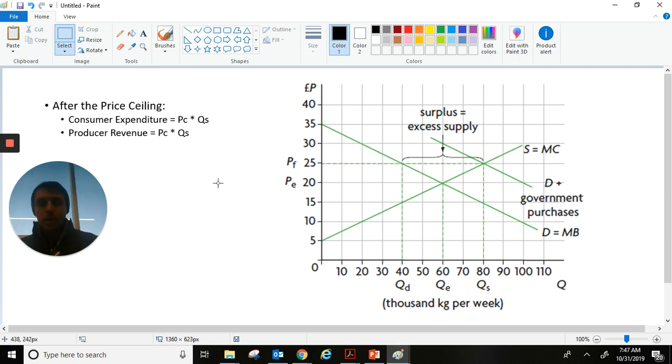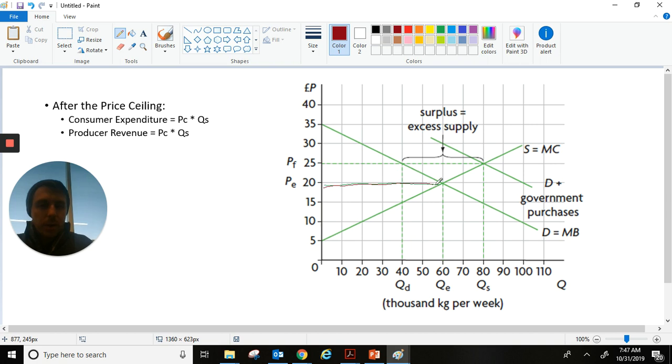So if we are looking at our price floor, we're going green. If we are looking at our price floor, our equilibrium price here is 20.